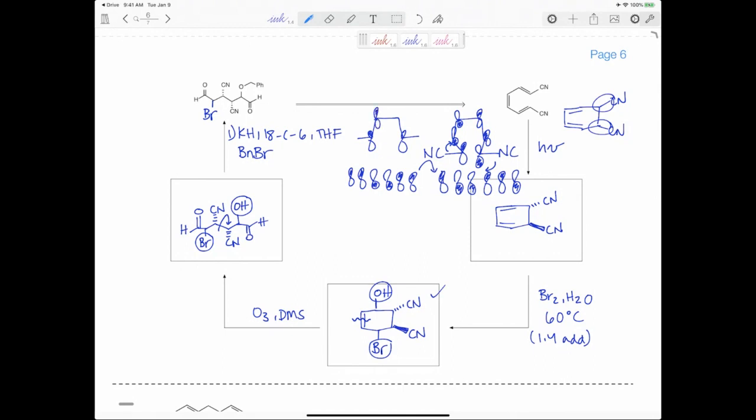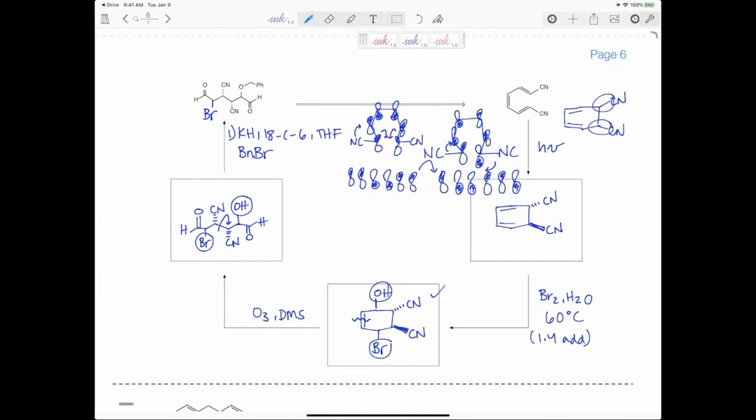Up, up. Oh, sorry, this is 4 pi. One, two, three, four, five, 6. So up, up, down, down, up, up, right? They're going to have to rotate this way. So when they go together, this is conrotatory. Sorry, this is disrotatory. All right, so disrotatory gives me, then this would go up.